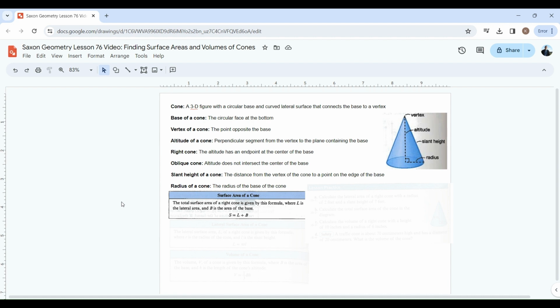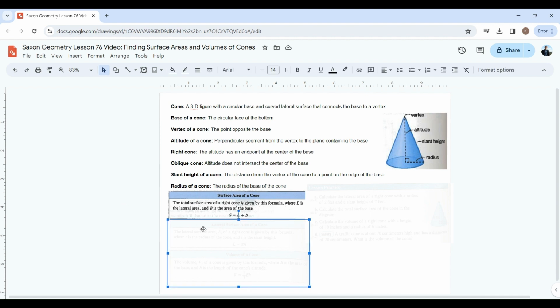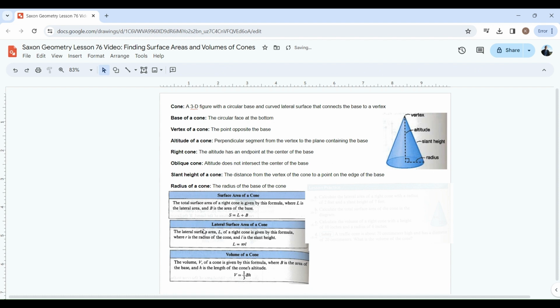Well, wait a second though. How do I calculate the lateral area? How do I calculate the base? Base is easy. The area of the base is pi r squared. The lateral area is going to be pi times the radius times the slant length. Okay, so to calculate the lateral surface area of a cone, we need to use the slant length, pi times r times L.